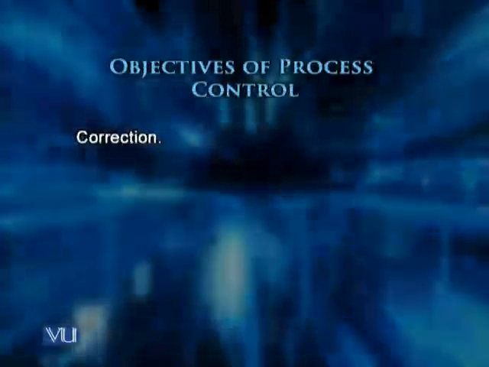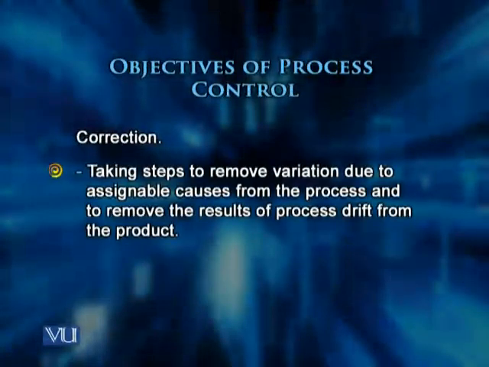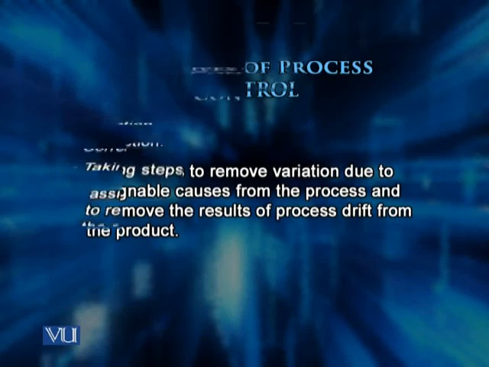और फाइनली इसमें एक करेक्शन का एस्पेक्ट होता है कि यू नीड टू टेक नेसेसरी स्टेप्स टू रिमूव variations due to assignable causes from the process and to remove the results of the process drift from the product. अगर आप सॉफ्टवेयर प्रोसेस को एग्जीक्यूट कर रहे हैं और उस एग्जीक्यूशन में आप ये डिटरमिन करते हैं कि प्रोसेस अपने नॉर्मल बिहेवियर से, नॉर्मल बाउंड्रीज से बाहर चला गया है किसी वजह से, और आपने उसको डिटेक्ट किया है कि इस कॉज से आया है, तो फिर आपने उसको करेक्ट करना है. सो देयर आर 3 स्टेप्स ऑफ प्रोसेस कंट्रोल: मेजरमेंट, डिटेक्शन एंड करेक्शन.